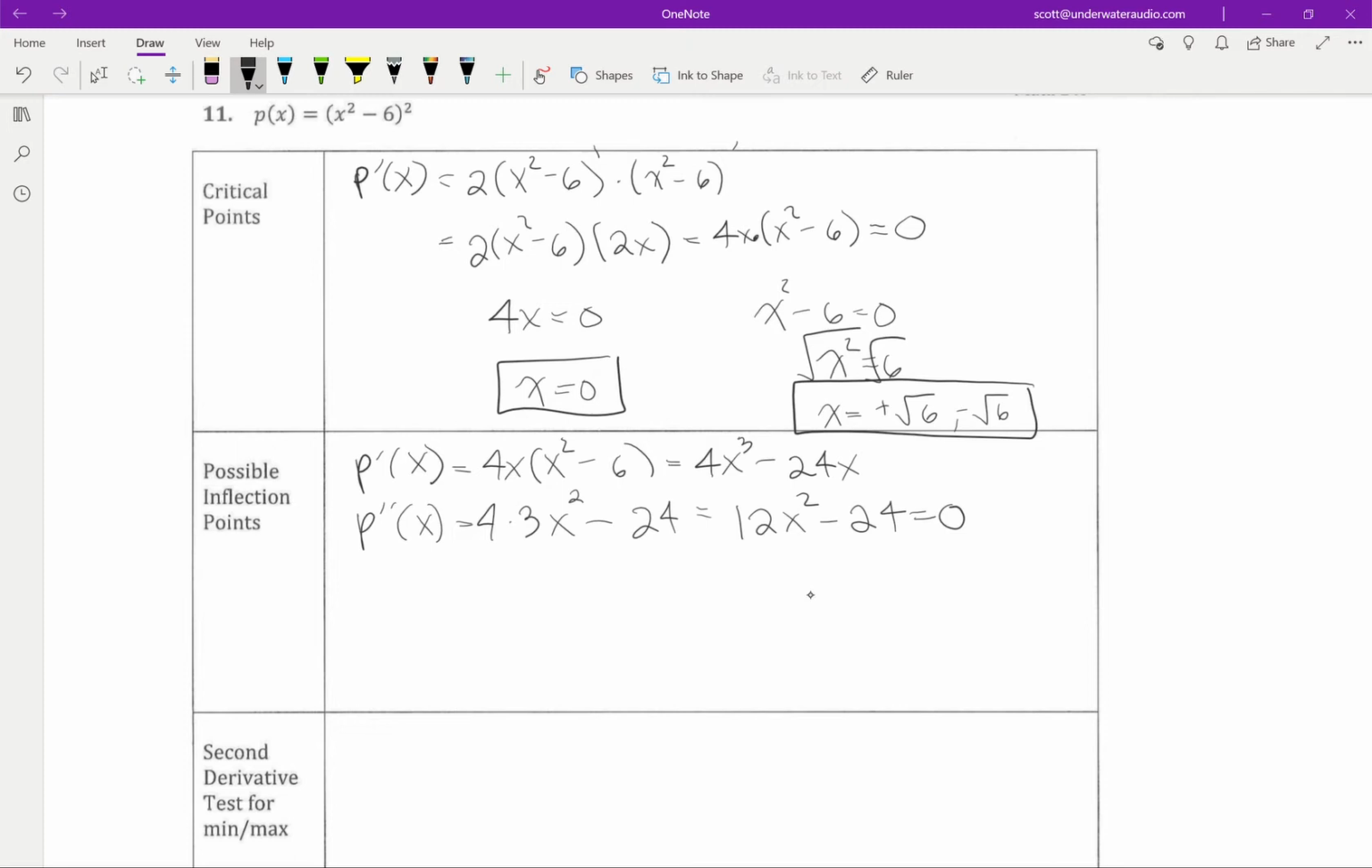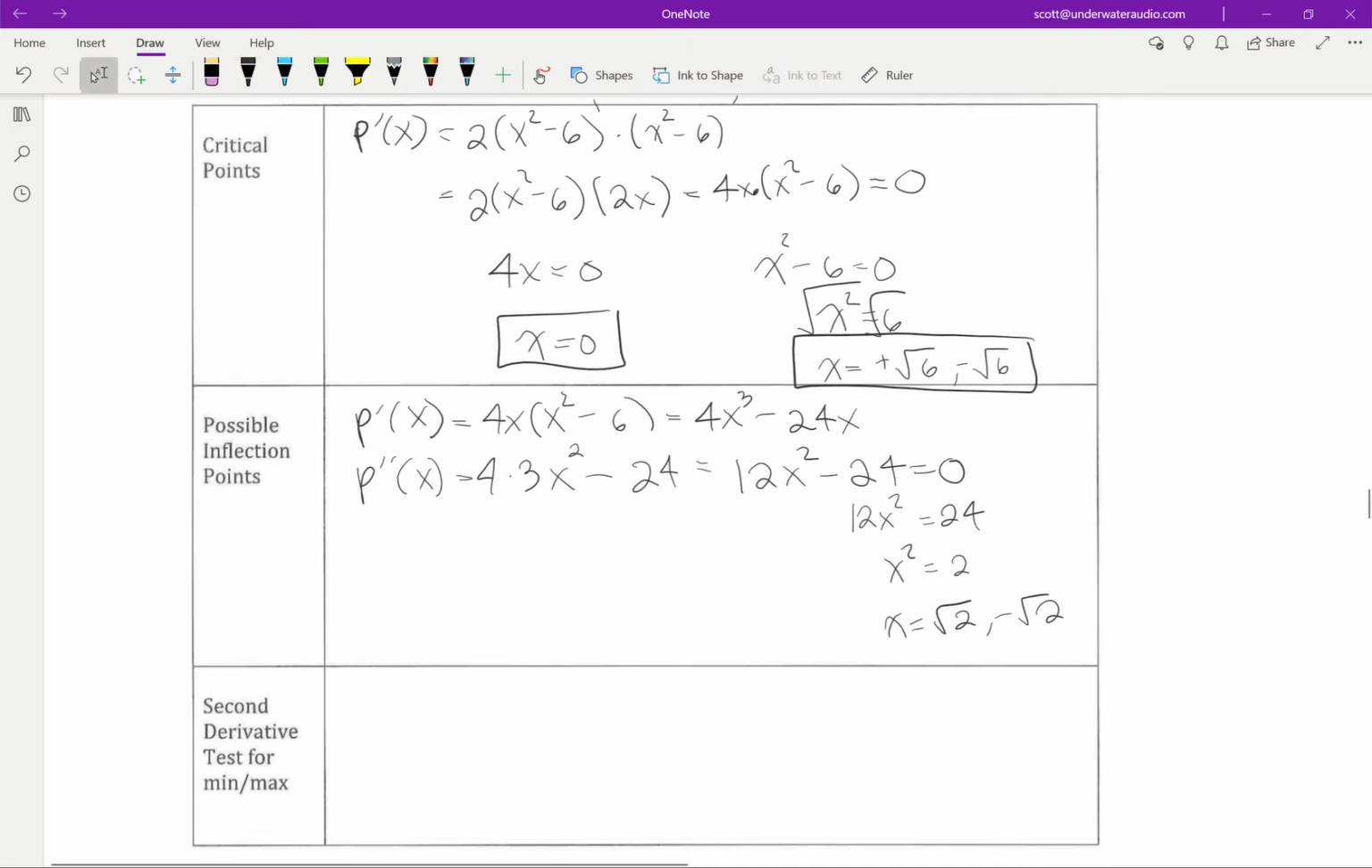So I'll add 24 to the other side, and I get 12x squared equals 24. Dividing by 12, I get x squared equals 2. And then again, notice I'm square rooting, so we have to think, is it possible to have a negative? And yes. So positive square root of 2 and negative square root of 2 are possibilities. So I've got quite a few more answers than I did last time.